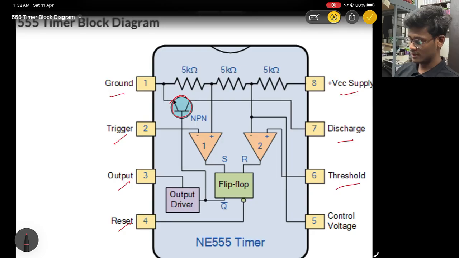Now the capacitor inside gets charged initially, and when the voltage at comparator 2 exceeds 2/3 of VCC, it gives a signal to pin 6, the threshold, which resets the circuit and gets it ready for the next car.